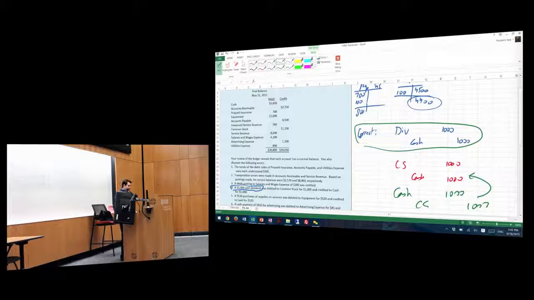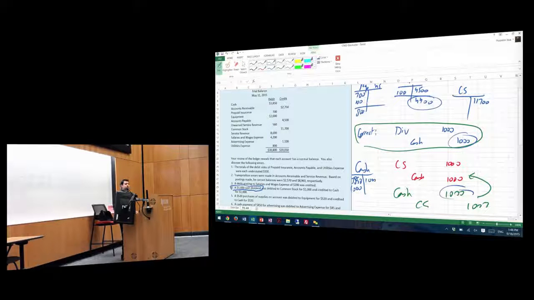So in this case, what do we have? How do you now fix the balance? Let's go back to cash. We had cash with a balance of 3,850. What did we do here? We debited cash 1,000, and then we credited cash 1,000. Let's look at common stock. Common stock had a balance of 11,700, a credit balance of 11,700.